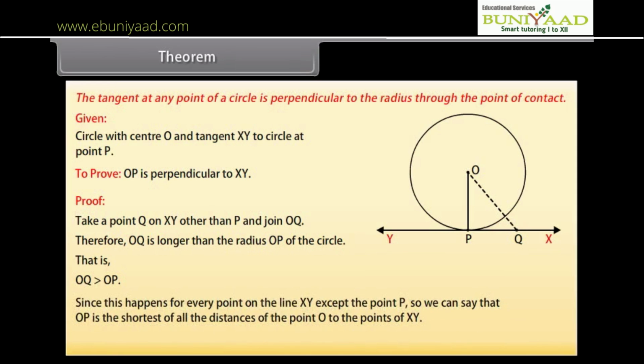Since this happens for every point on the line XY except the point P, we can say that OP is the shortest of all the distances of the point O to the points on XY. Hence, OP is perpendicular to XY.